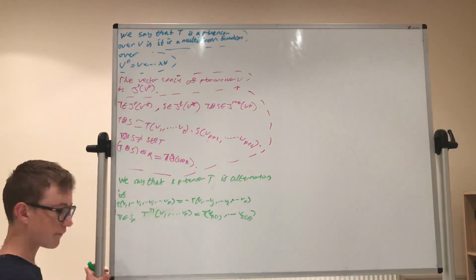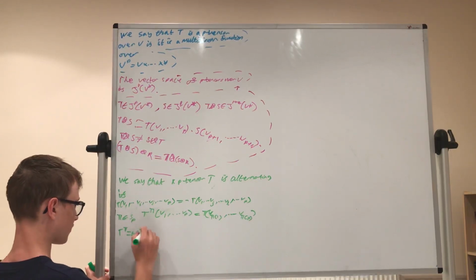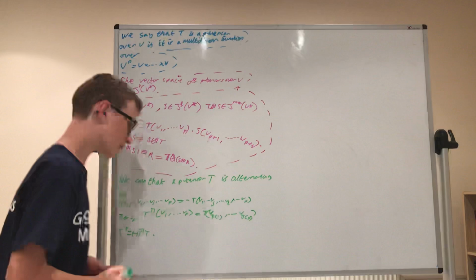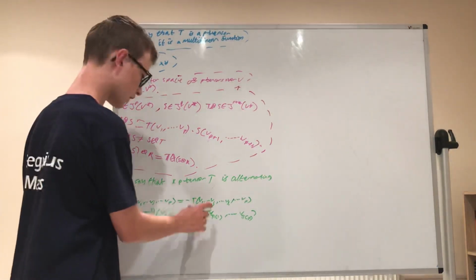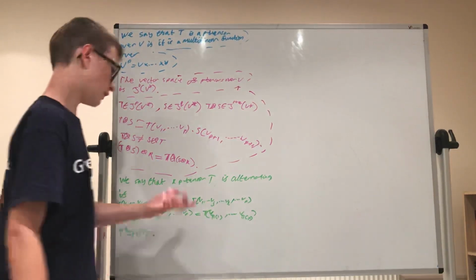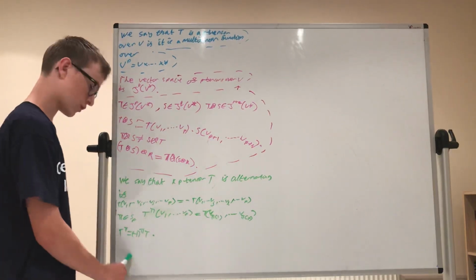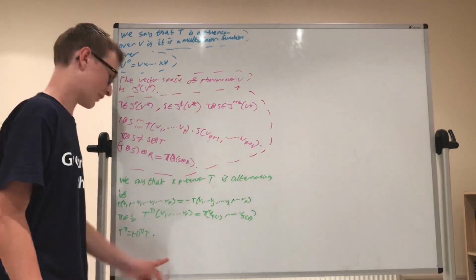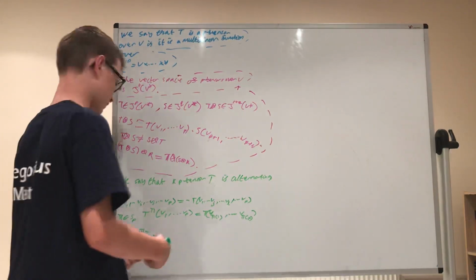And obviously, t to the pi is equal to negative 1 to the pi t. Because what this is basically saying is that if you permute t, the inputs, an even amount of times, you're going to get your tensor back. And if you permute an odd amount of times, you're going to get the odd version, the negative version of your tensor back. Okay?